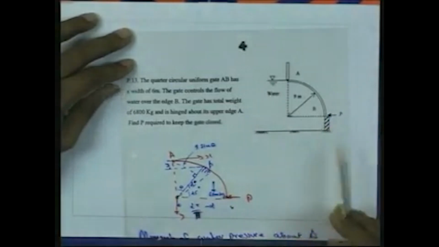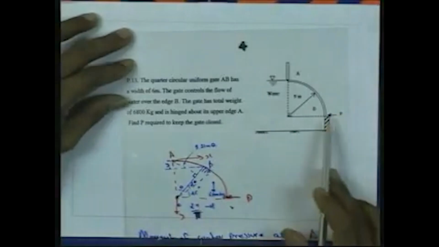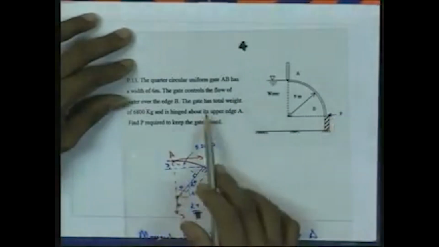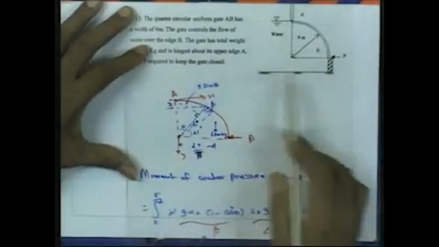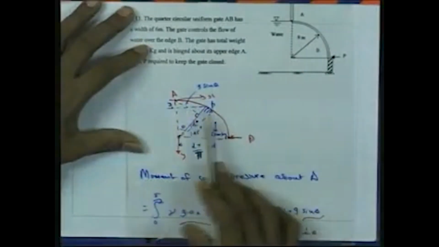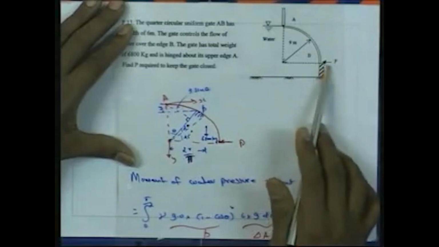If you want to keep the gate closed, what should be the pressure P which should be applied from this side? That is the problem. The total weight of the gate is 6,800 kilogram. Here we can consider the free body diagram of all the pressure and forces acting. P is the force which we want to determine, and with respect to the water column there will be a force acting like this, and then the weight of the gate, 6,800 kilogram, we also have to consider.